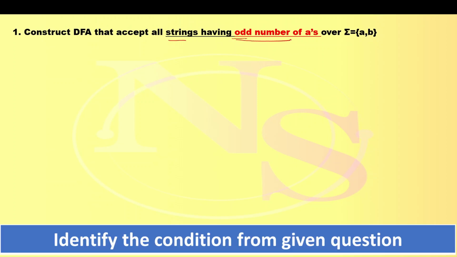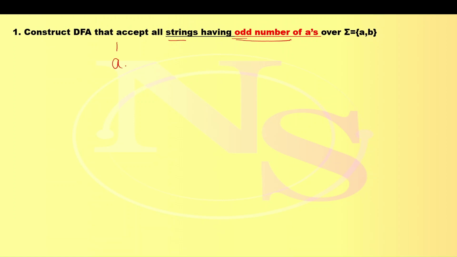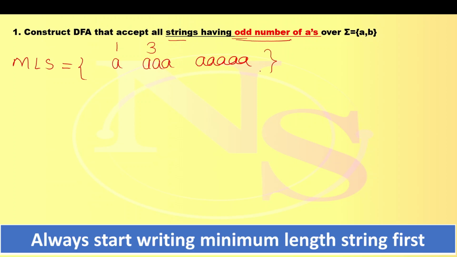Here the condition is odd number of A's, which means the number of A's should be 1, for example a single A, or the number of A's should be 3, or I can say 5 number of A's. So these are the valid strings as per the condition given in the question, and these become the part of the minimum length strings. What about B's?